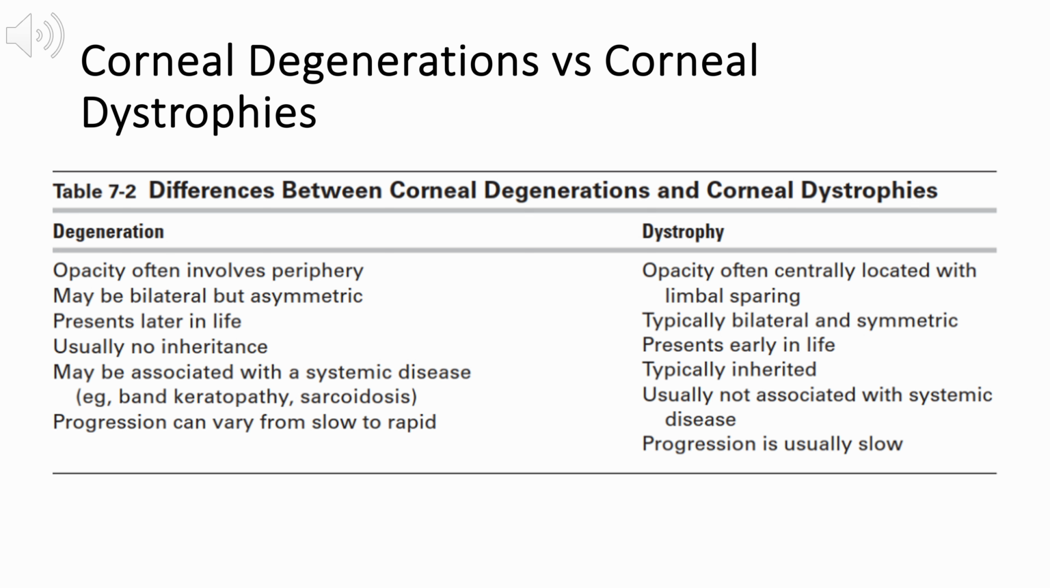In contrast, dystrophies generally present with opacities that are centrally located, sparing the limbus. They are typically bilateral and symmetric, appear early in life, and are usually inherited. Dystrophies are generally not linked to systemic disease, and their progression is usually slow.